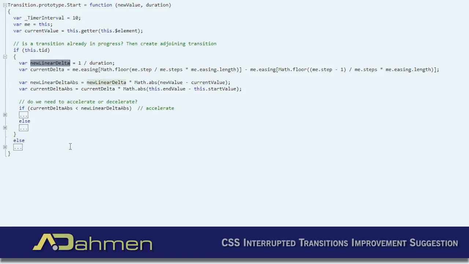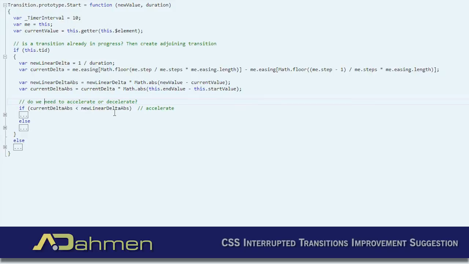Here, first, the average or linear speed of the new transition is computed. Next, the current speed of the interrupted transition is computed. Here we convert time-related speed into movement-related speed, as we need to evaluate the true distance the value has changed since the last transition frame has elapsed. Given these values, we can now determine whether we need to accelerate or decelerate in order to match the new transition animation to the already running transition.